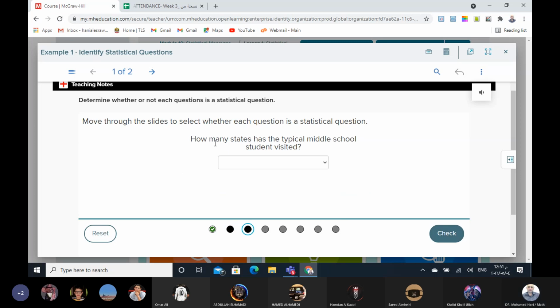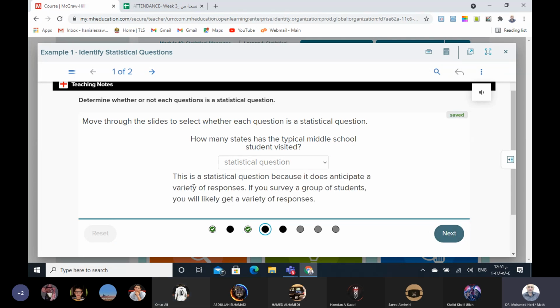Okay. How many states has the typical middle school student visited? Excellent, excellent. This is statistical. This is a statistical question because it does anticipate a variety of responses. If you survey a group of students, you will likely get a variety of responses.